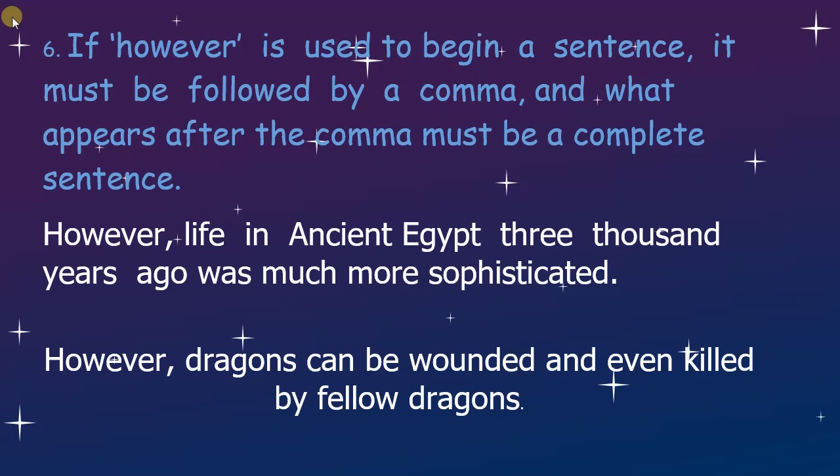If however is used to begin a sentence, it must be followed by a comma, and what appears after the comma must be a complete sentence. As an example, however, life in ancient Egypt 3,000 years ago was much more sophisticated. Or, however, dragons can be wounded and even killed by fellow dragons.